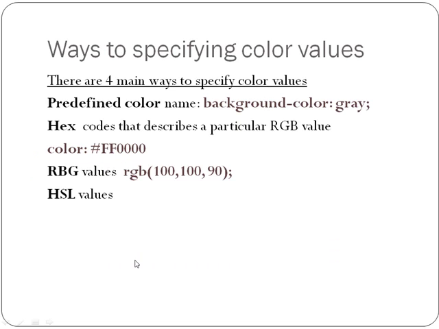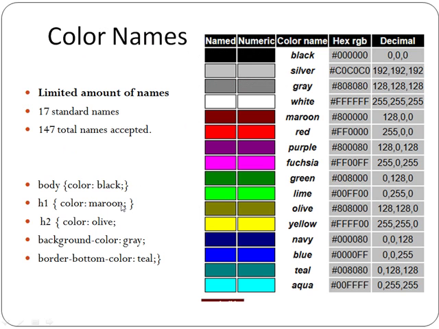So I'm going to talk about the different ways that you can specify color value. There are four main ways. The first way is the predefined color. Those are color names that we've grown up with, like yellow, white, gray. The second is the hexadecimal code, and that is what we've been doing so far. And it typically looks like this. The third are RGB values, and I'll talk about that. And the fourth is the HSL value. I'll go over each one of these. They all have their advantages.